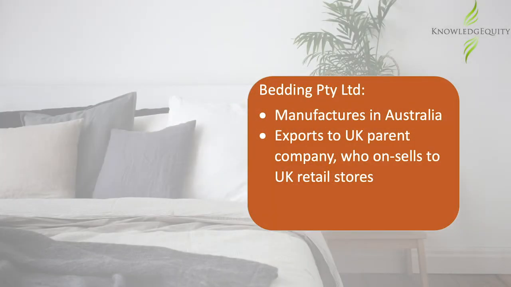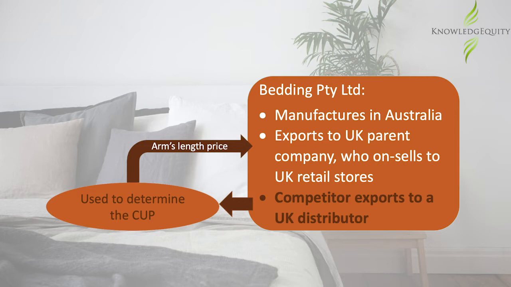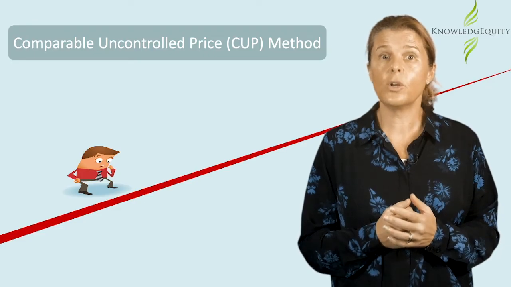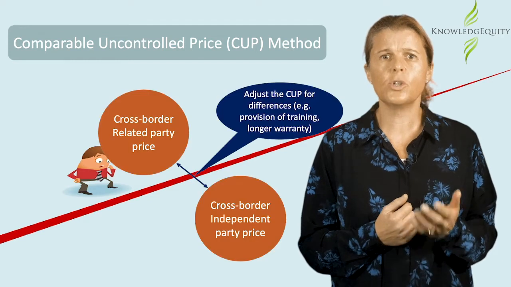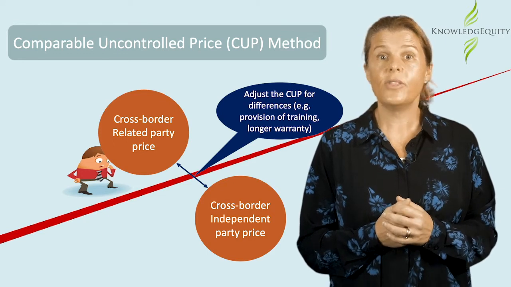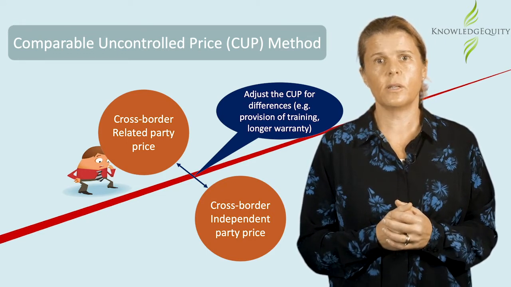Let's change the facts and assume that Bedding does not sell any linen to an independent UK seller. In such an instance, it could base its CUP on dealings between similar Australian firms selling to overseas customers. This would be an external comparable. For both internal and external comparable transactions, adjustments to the CUP might be necessary to reflect the differences between the comparable transaction and the taxpayer's related party transactions. For instance, the taxpayer's related party transactions might involve a longer warranty period than the arm's length compared transaction, which may increase the value of the CUP.